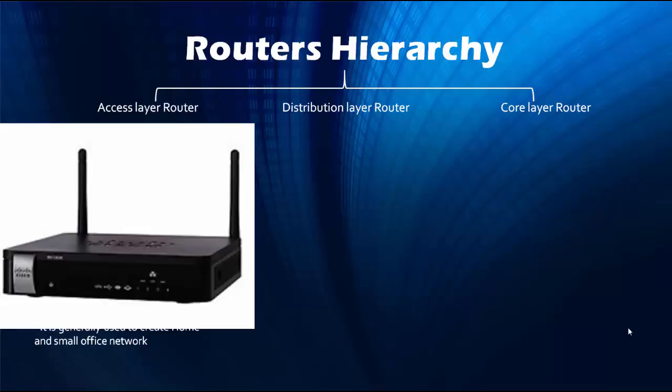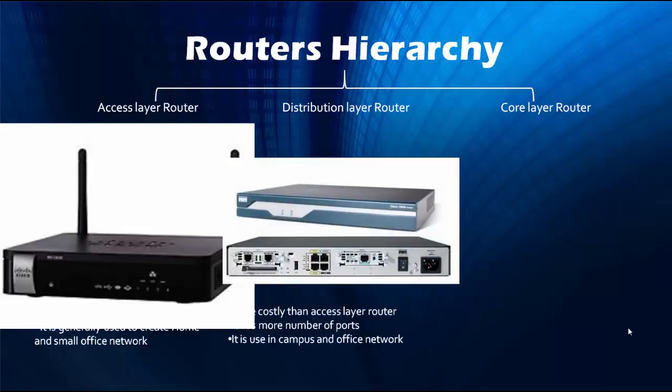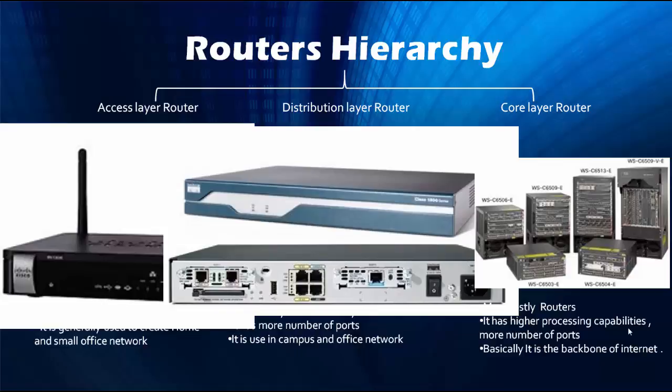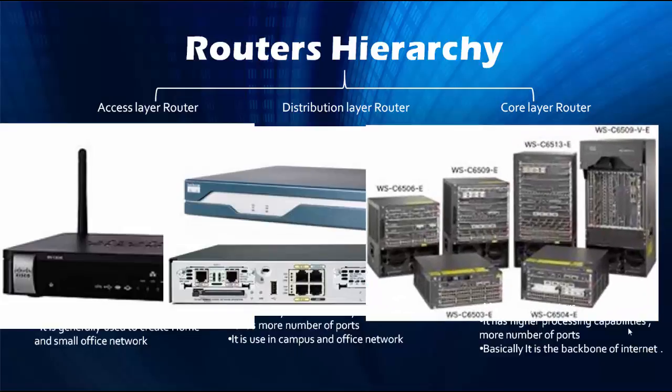The next one is the distribution layer router. It has a higher level of processing capabilities than the access layer router and more ports than the access layer. It is generally used in campus or office networks. Then we come to the core layer router, which has the highest processing capabilities and is the most expensive. Basically, core layer routers are the backbone of the internet.